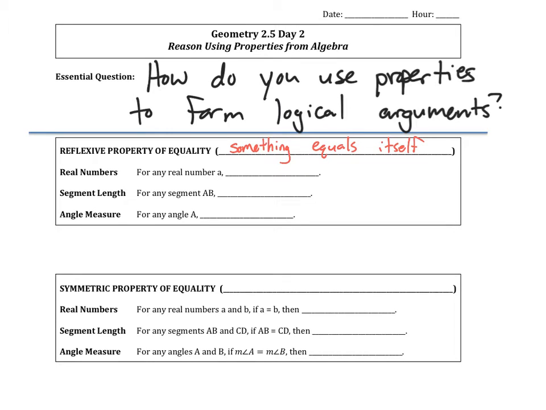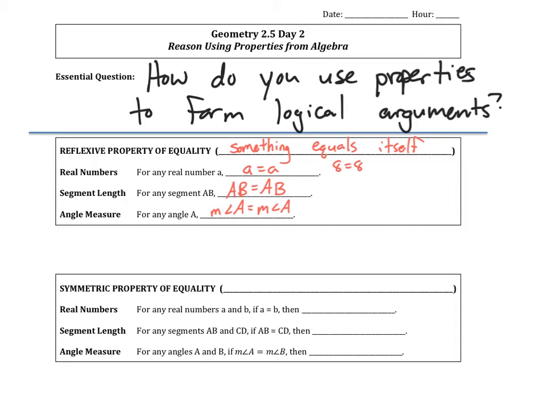Okay, so if we're talking about any real numbers, any real number a, then a equals a. So for example, it'd be like 8 equals 8, or 12 equals 12. Any number equals itself. For a segment length, any segment length is equal to itself. And for an angle measure, any angle measure is equal to itself. Okay, so like when you look at yourself in the mirror, you're the same height. Okay, anything is equal to itself.